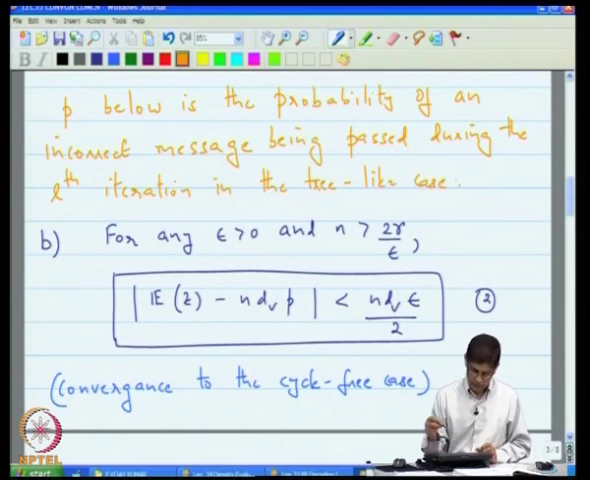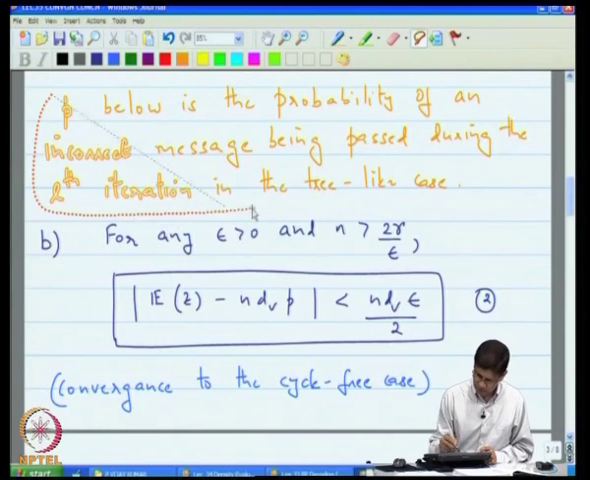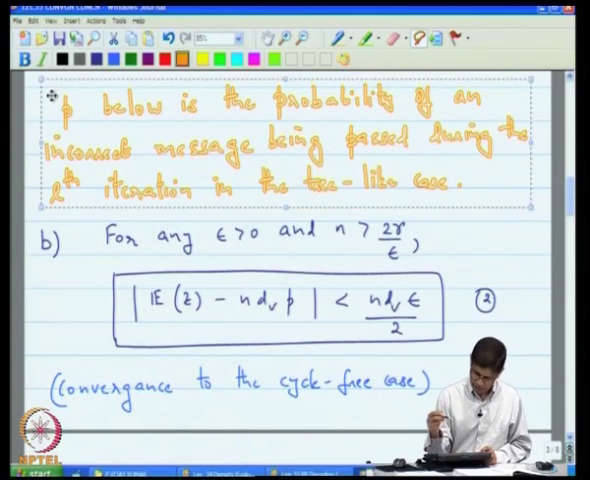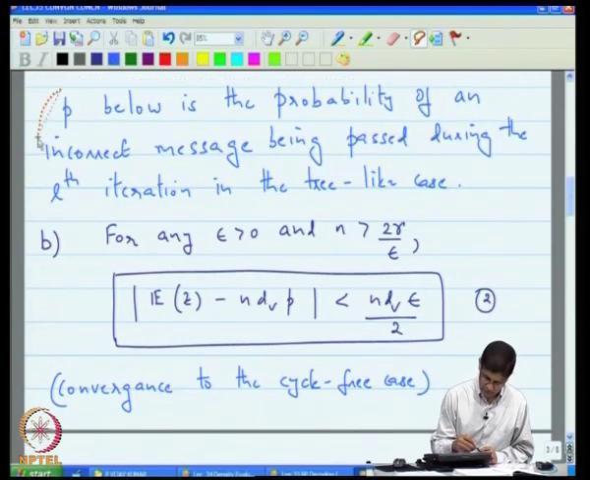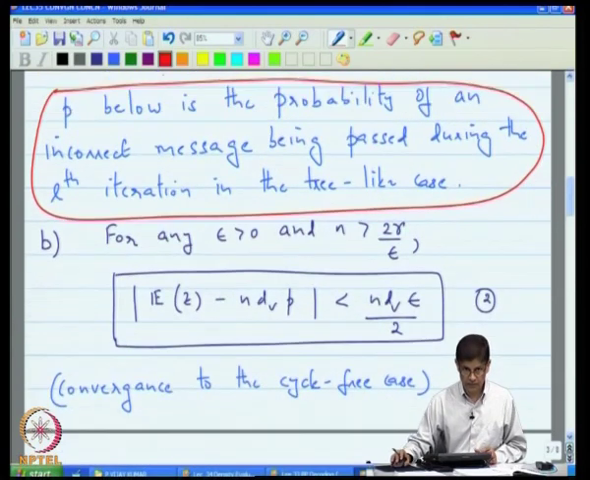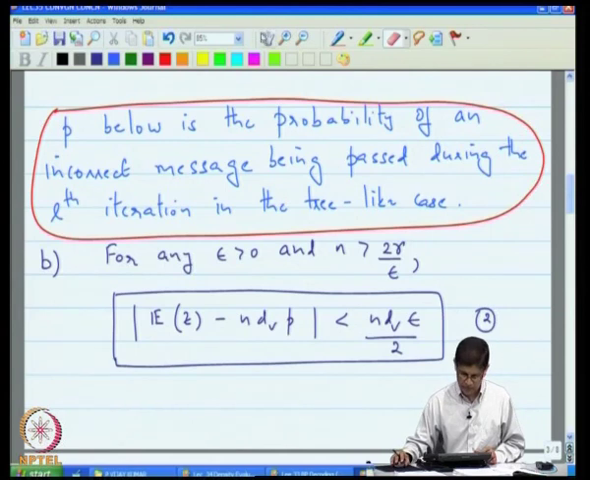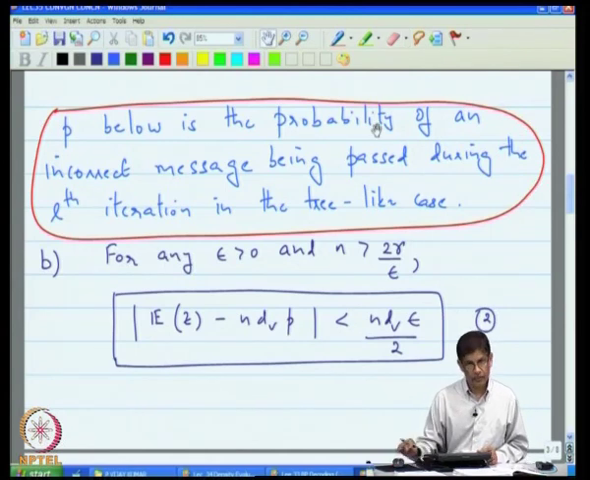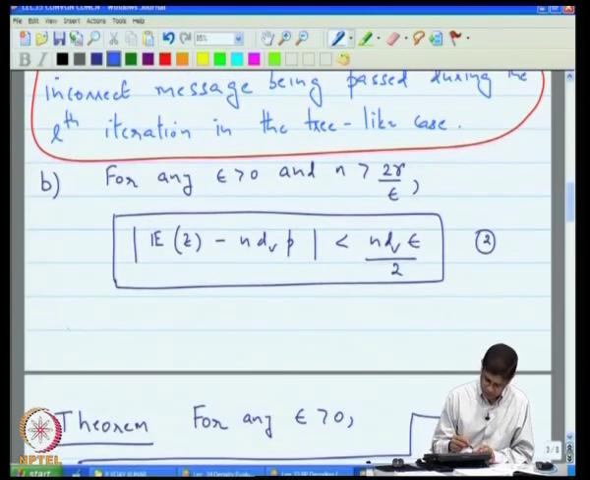I notice on your screen that this particular choice of color does not show up very well, so let us change that to blue. I think that is better. So p is the probability of an incorrect message being passed. In fact, all the information that we pick up from density evolution is thus collapsed into the single parameter p. So let us just make a note that it is derived using density evolution.